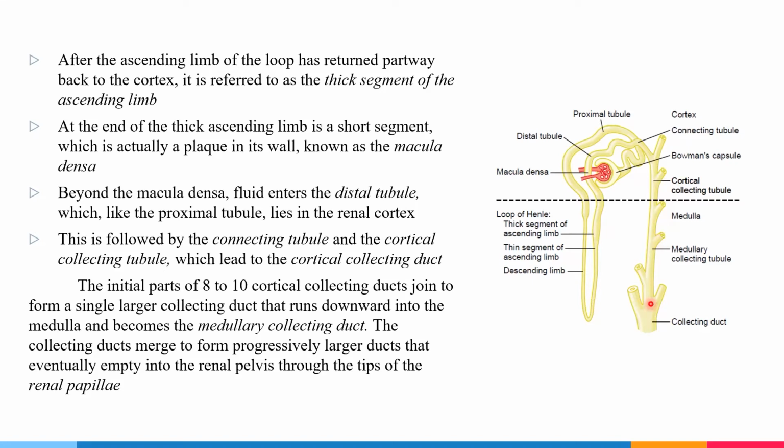The collecting ducts merge progressively into larger ducts that eventually empty into the renal pelvis through the tips of the renal papillae. And these papillae then join progressively in order to carry the urine through the ureter into the bladder.